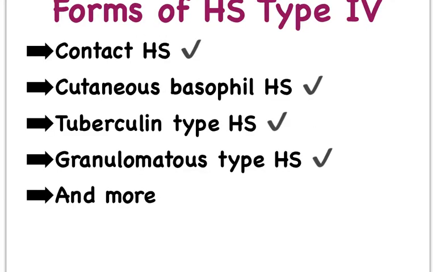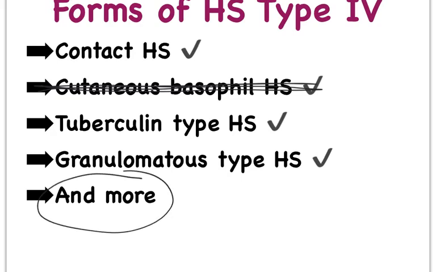So this wraps up our discussion of type 4 hypersensitivity. We've only looked at 3 of these. You need to scratch out this one. I accidentally left this one in, but we have not discussed this one. So please, you're not responsible for that one. Again, there are many more kinds of type 4 hypersensitivity.